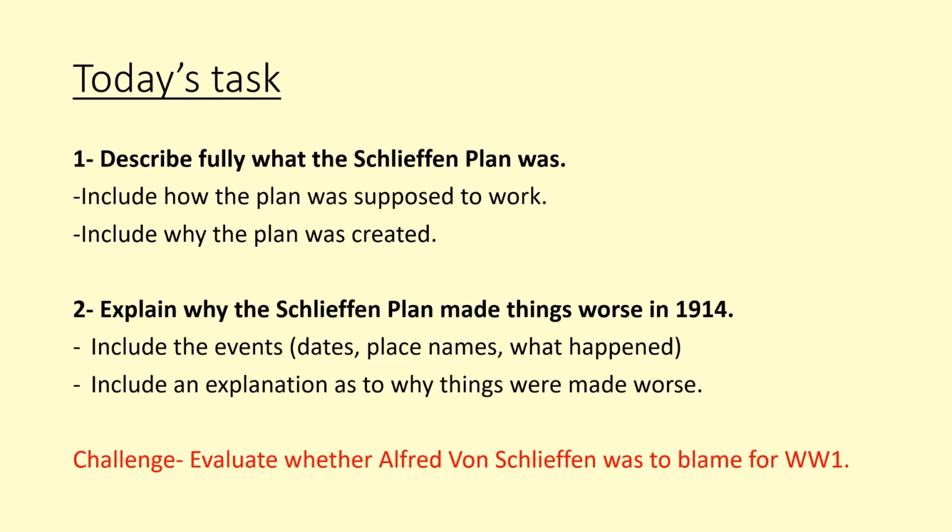And then your second task, I've got a longer question that I want you to answer. I want you to explain why the Schlieffen Plan made things worse in 1914. So by the end of July, things are already really bad. Europe is in crisis. But how does this plan make things worse in August of 1914? So make sure you're including events. So I want specific dates, specific place names, specific countries, and details of what happened.